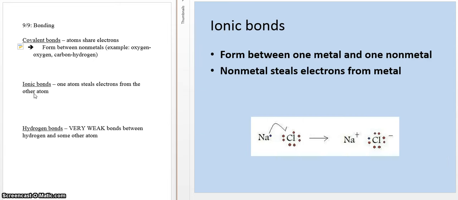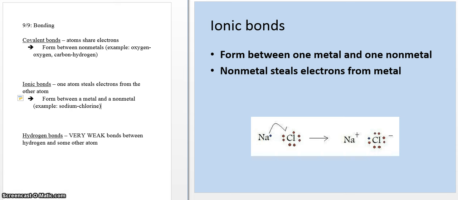Something kind of crazy happens in ionic bonds. The non-metal steals electrons from the metal. It's not a nice even bond like a covalent bond might be. In an ionic bond, the non-metal is stripping that electron right off of that poor metal.